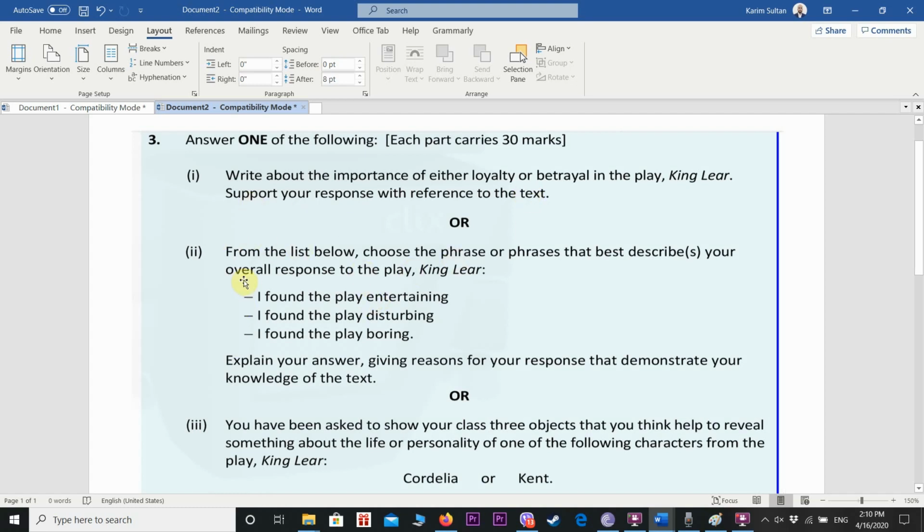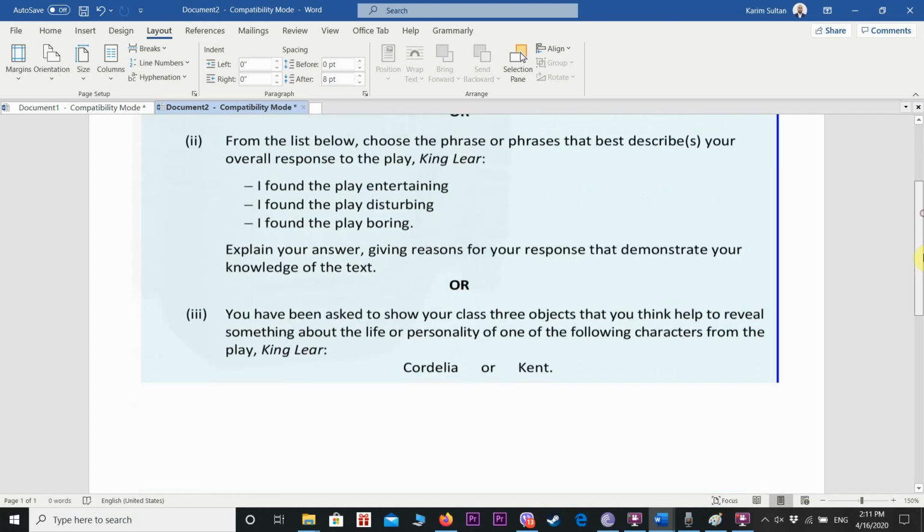Now, if you look at this one, from the list below, choose the phrase or phrases that best describe your overall response to the play. I found the play entertaining, I found the play disturbing, I found the play boring. So this, in my opinion, is much easier. What about the third one?